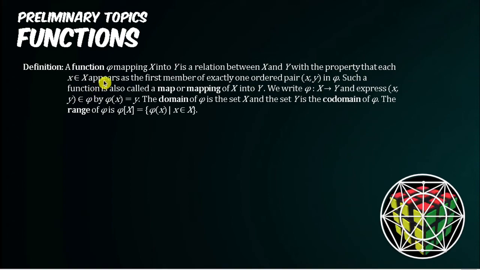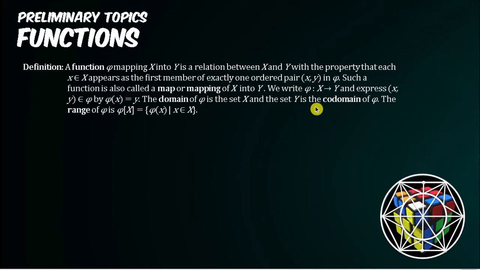A function phi mapping x into y, so x and y here are sets, is a relation between x and y with the property that each element x of the set x appears as the first member of exactly one ordered pair xy in phi. Such a function is called a map or mapping of x into y. We write phi colon x to y and express the ordered pair xy, an element of phi, by phi of x equals y. The domain of phi is the set of all x and the set of y is the codomain of phi. So the definition is the same as our definition of relation earlier.